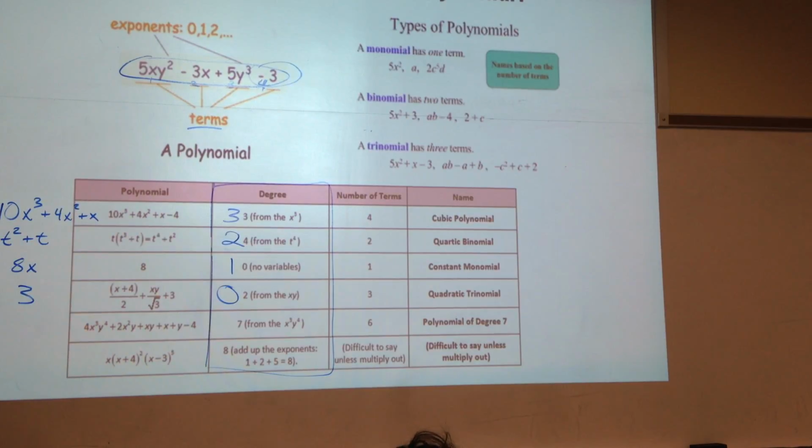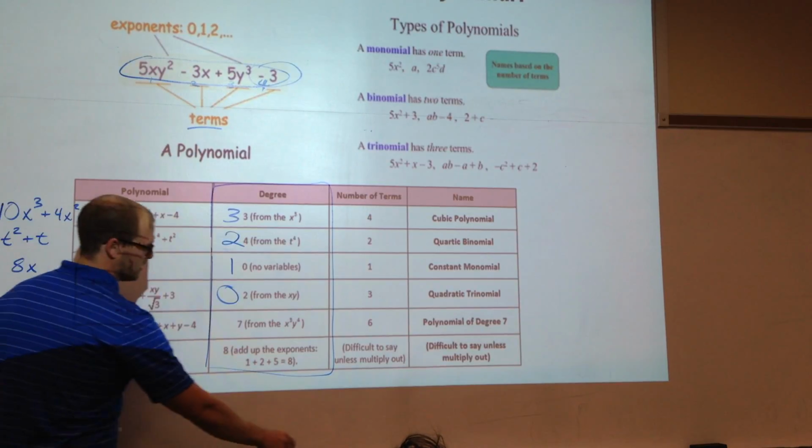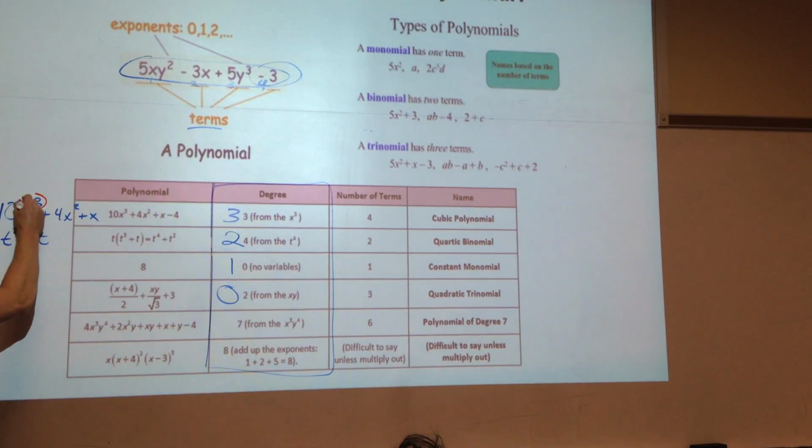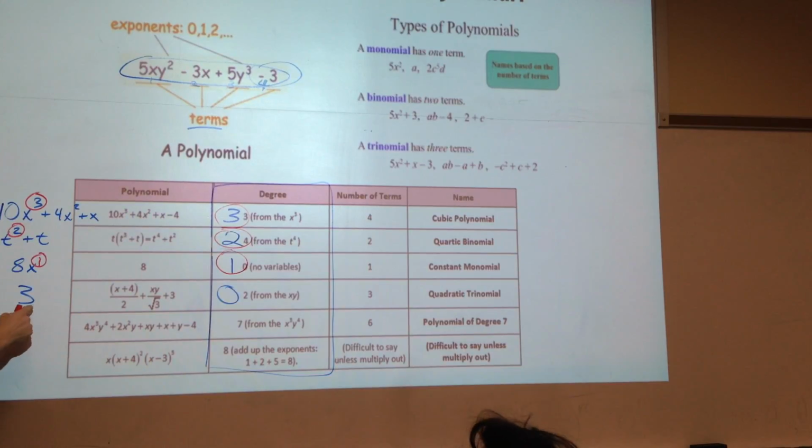Any idea what the degree of a polynomial is? Angelina? Highest exponent. So the degree on a polynomial is going to be the highest exponent. So the highest exponent is a 3. Highest exponent is a 2. Highest exponent is a 1, even though it's not there, it's an implied 1. So the degree is a 1. And then here, there are no variables. You really have a variable with an exponent of 0, which is why your degree is 0.